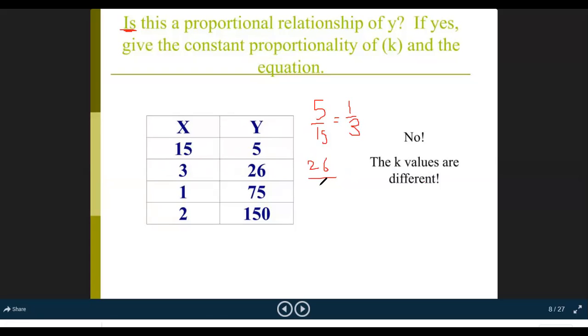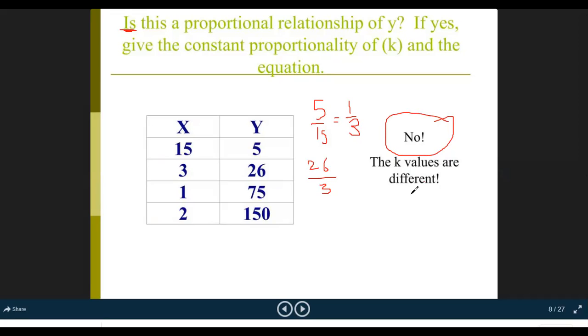Is this a common number? 8.6. Okay, you can find the same value which you have in the first one. No. So we are going to stop now, and we have to write: no, the k values are different. The k values are different. Is this indirect? No, this is not indirect.